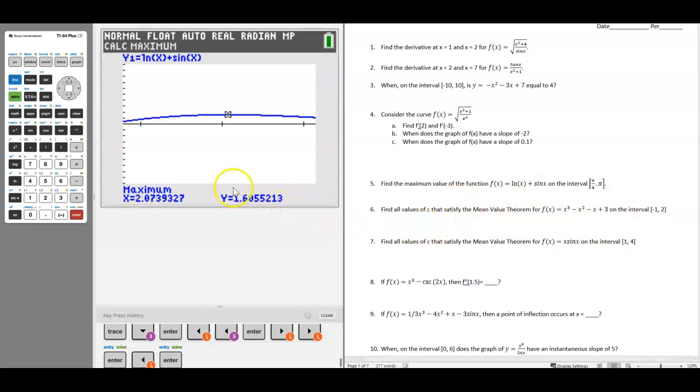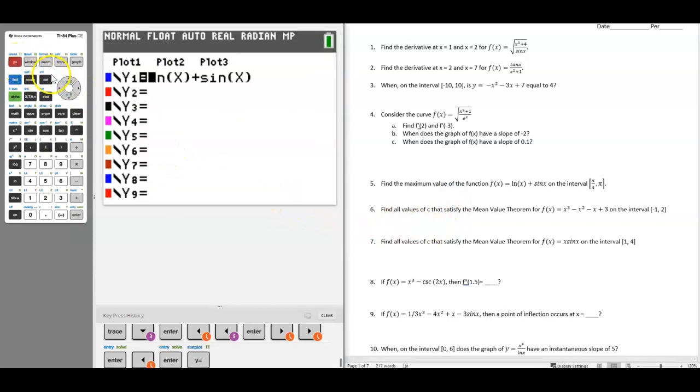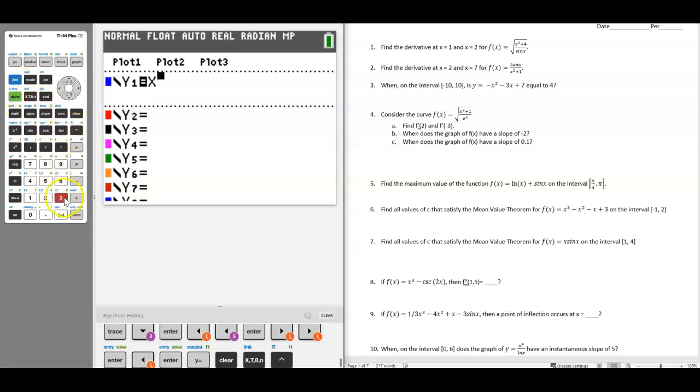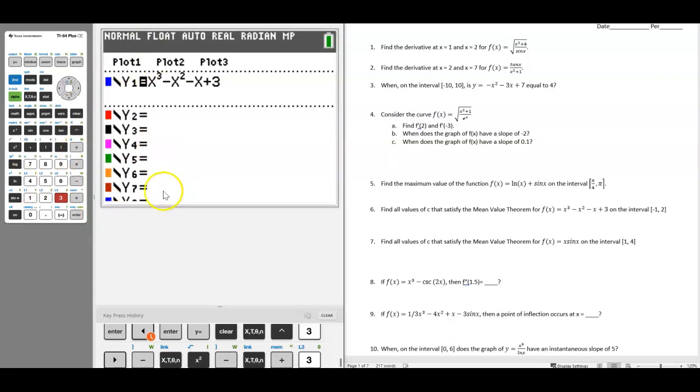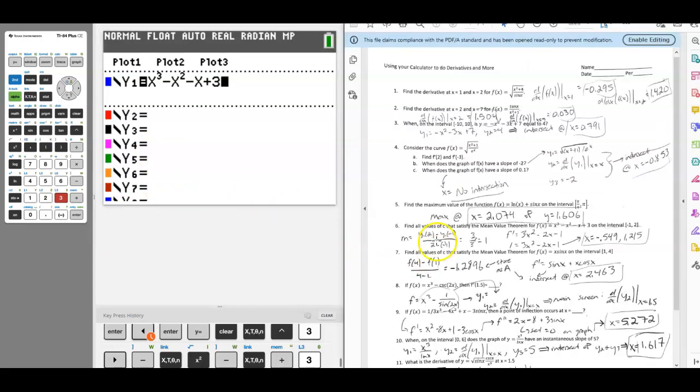So the first thing I'm going to do is use the calculator to do as much work as I can. I'm going to type this in for y1. So x raised to the 3rd minus x squared minus x plus 3. Is that right? I think I did that right. I did. So let me pop over to my PDF here.